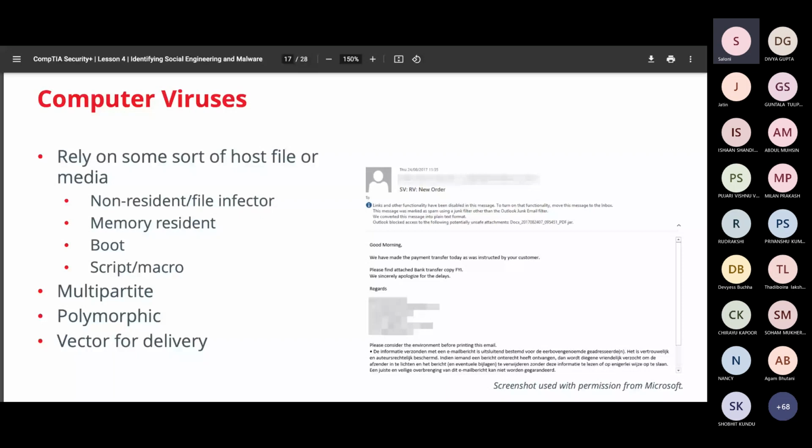Then we have boot, which works on the boot sector. The virus code is written on the disk boot sector or the partition table of a fixed disk or USB media, injected there, and executes as a memory resident process, running in memory all the time. When the operating system starts or the media is attached to the computer, they keep on executing themselves. Then we have script or macro viruses.